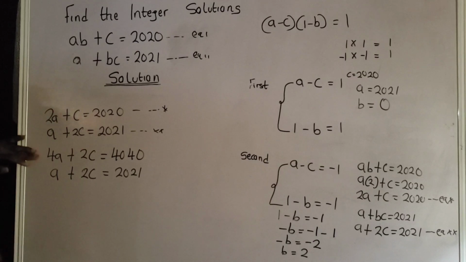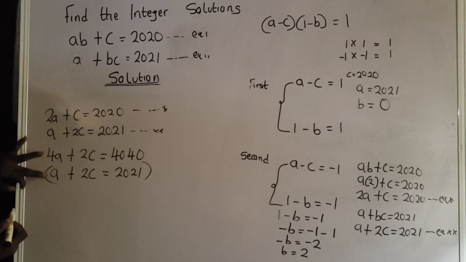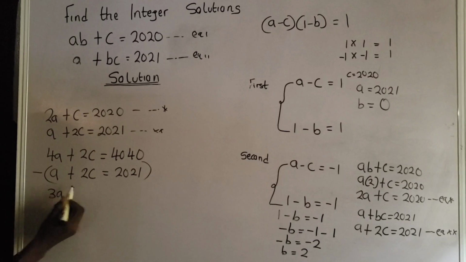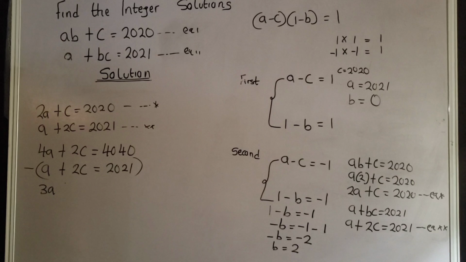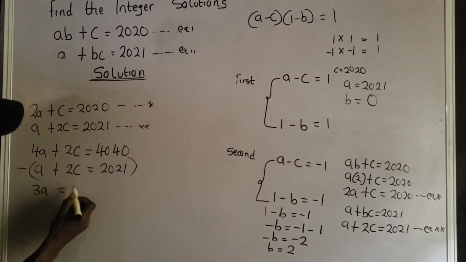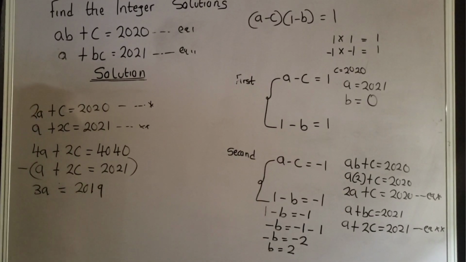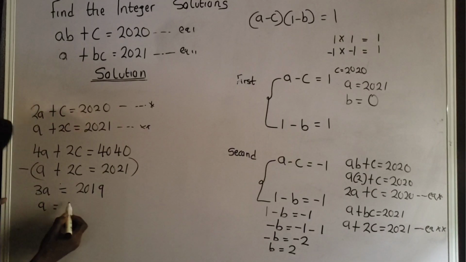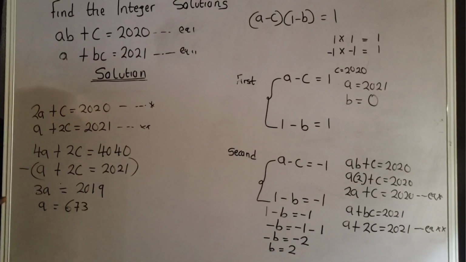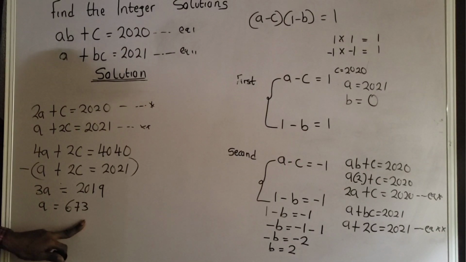So we are going to have 4a minus a, that is 3a. 2c minus 2c. Don't forget, negative multiplied by positive, that is negative. So 2c minus 2c, that is 0. So I'm going to have 0, no need of writing that. 40 minus 2021, that is minus 1981. a is equal to 2019 divided by 3, that is 673. So the value of a is 673.